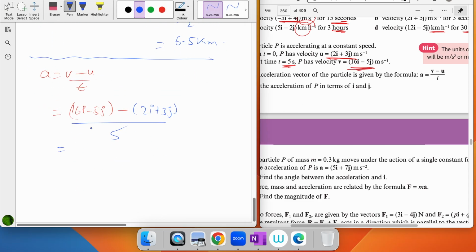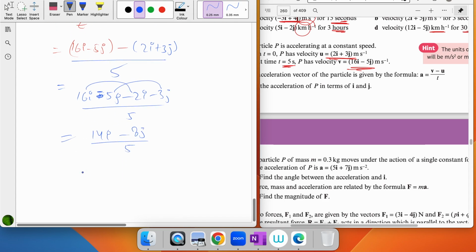So acceleration is 16i minus 5j minus 2i minus 3j over 5. So 16 minus 2 is 14i. Minus 5 minus 3 is minus 8j over 5. So either you write it this way or you split it into 2. It's better you separate i and j. This is the acceleration in terms of i and j.